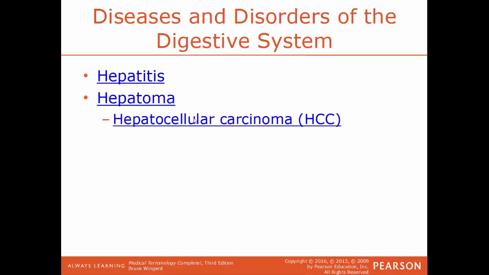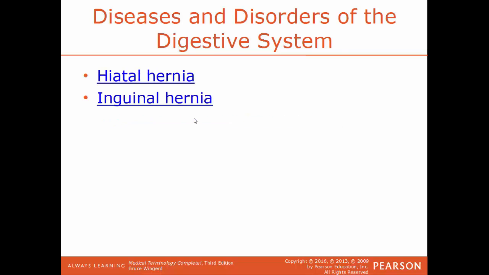There are multiple forms of hepatitis. Our next term, hepatoma, is having cancer within the liver. And the most common type of liver cancer is our next term, HCC, hepatocellular carcinoma. It's also called malignant hepatoma. Our next two terms are references to different types of hernias.